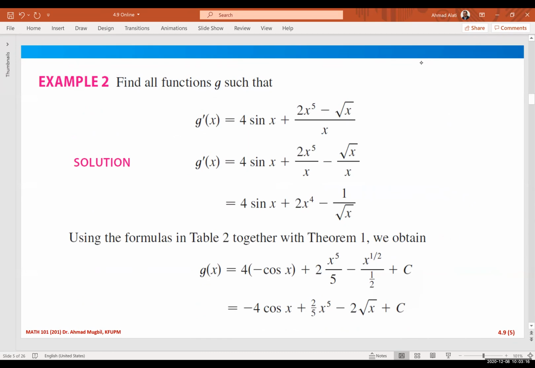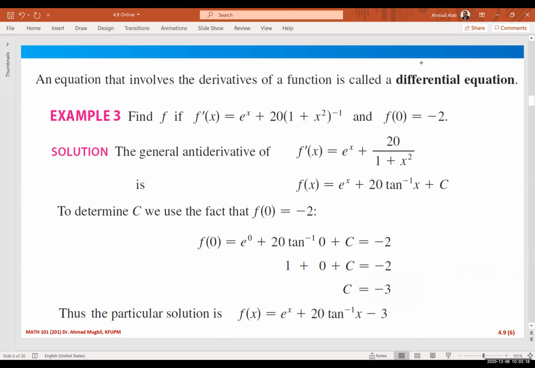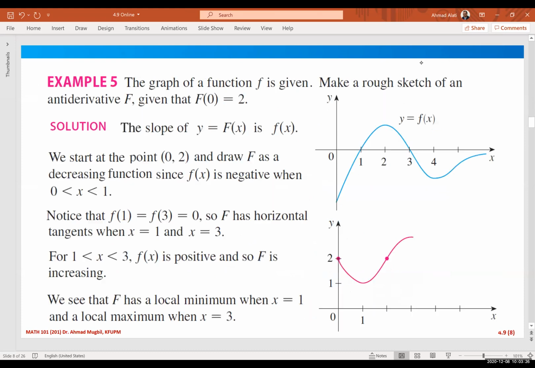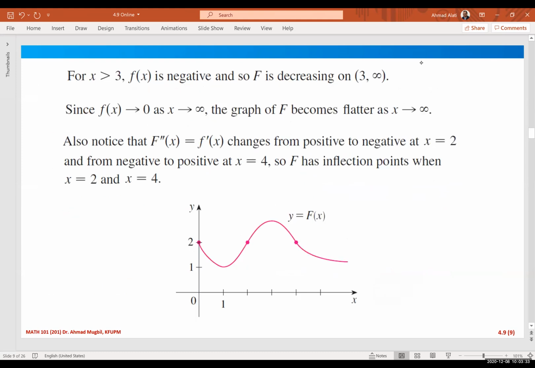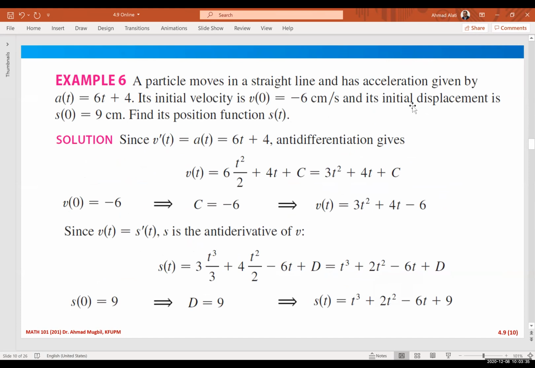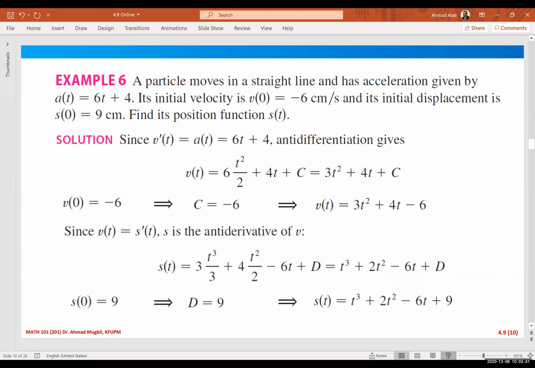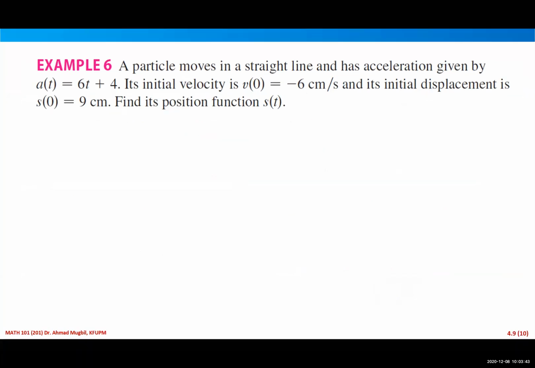We solved these examples in the previous class. Remember that you can use some initial conditions given to you to solve differential equations. We also did this at the end of the previous class, how to obtain the graph of the antiderivative from the graph of the function. And let's solve this example. I think we did it. It is the last example, yes. So let's finish this. I think we didn't finish it in the last class.